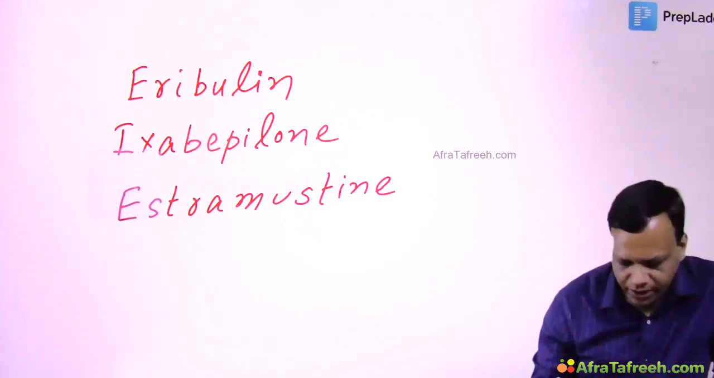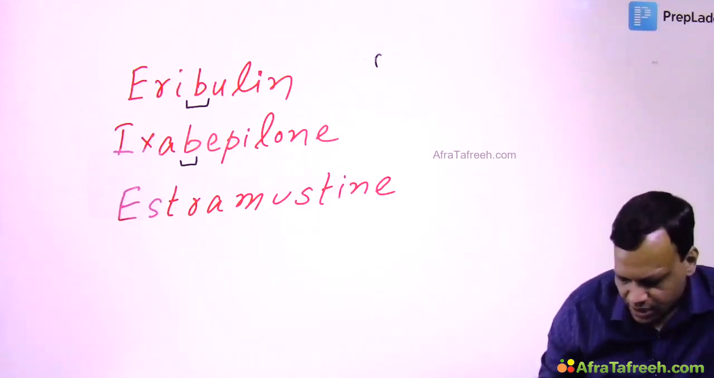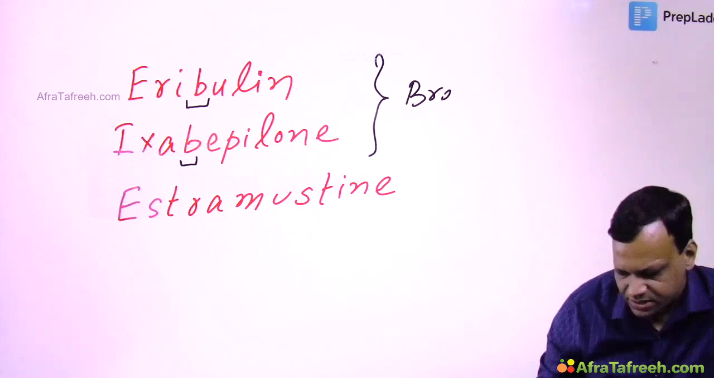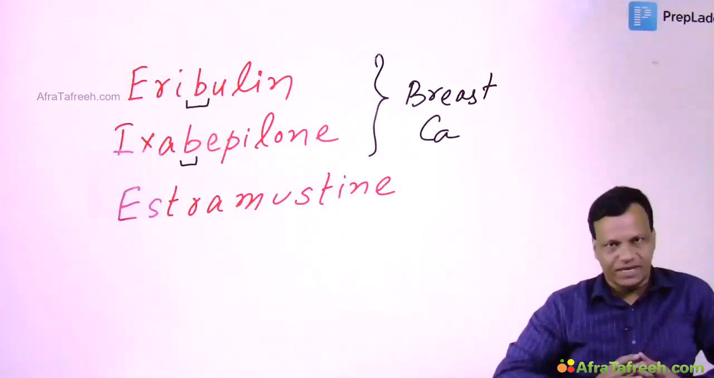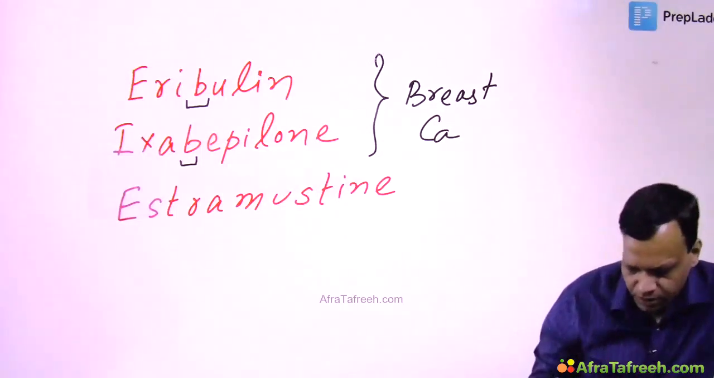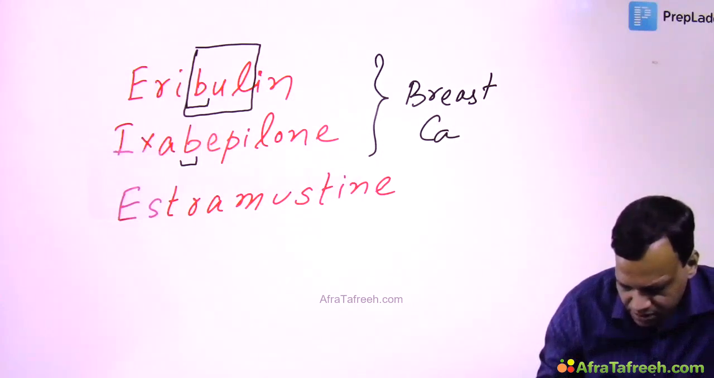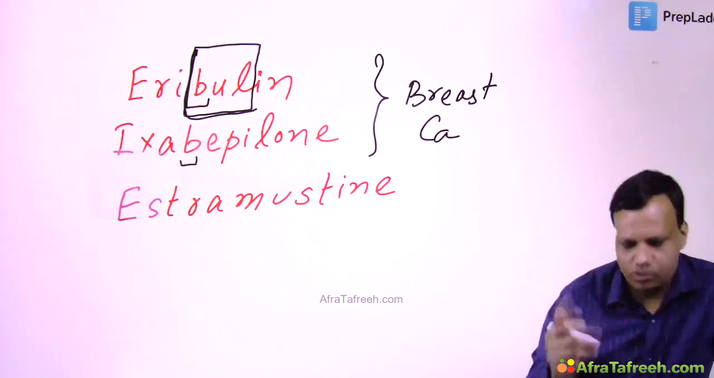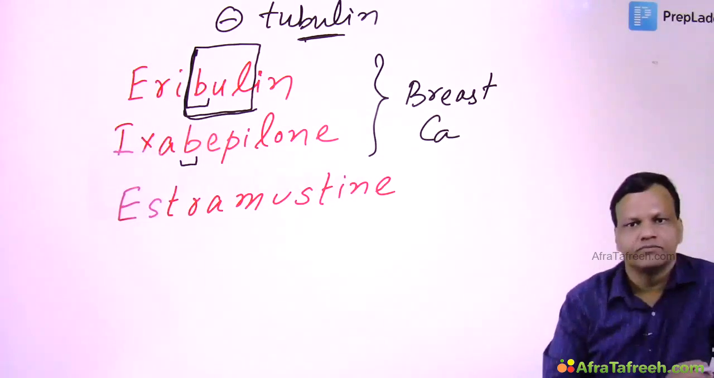Now eribulin and ixabepilone both contain B in the name, so B means breast cancer. Eribulin and ixabepilone are indicated in breast cancer. Then second thing, from the name eribulin you can remember, it contains "bule", meaning tubule, so it inhibits tubulin. Tubulin is inhibited by eribulin.